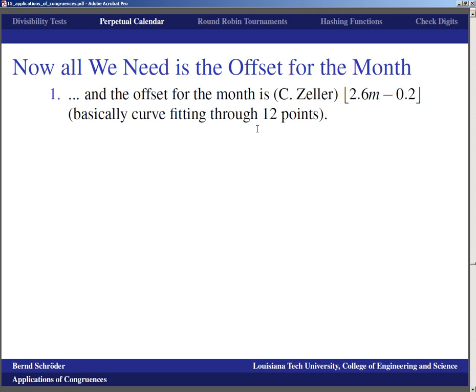He basically did some curve fitting through 12 points and tried to make it as simple as possible, and therefore he tilted that line until the line gave the right number for every single month.